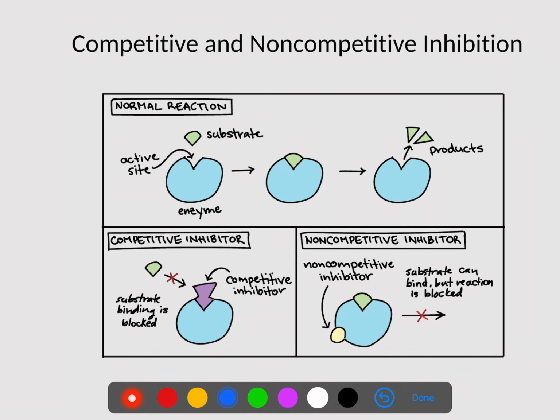Now, we also have these things that actually can stop a reaction by blocking an enzyme. So a normal reaction, obviously, we have the substrate binds to the active site, we create our product.